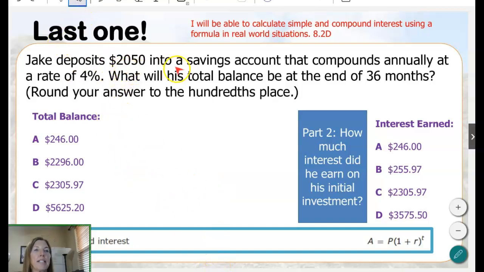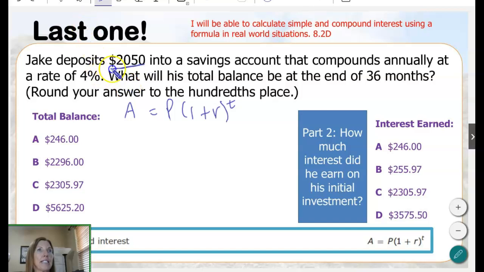So it says Jake deposits $2,050 into a savings account that compounds annually at a rate of 4%. What is his total balance at the end of 36 months? Round your answer to the hundredths place. All right, so be careful. We're going to have to make sure we have the correct numbers for the variables. We have our formula, and this is raised to t.